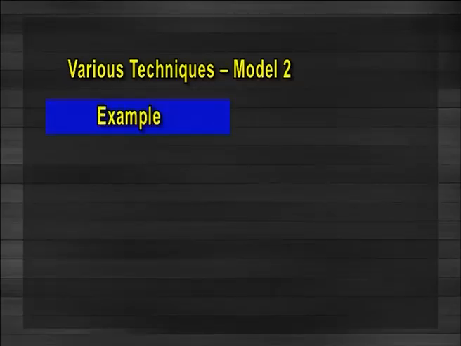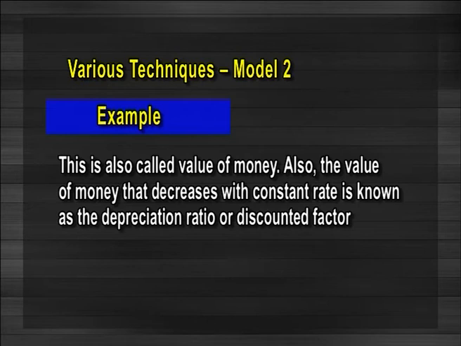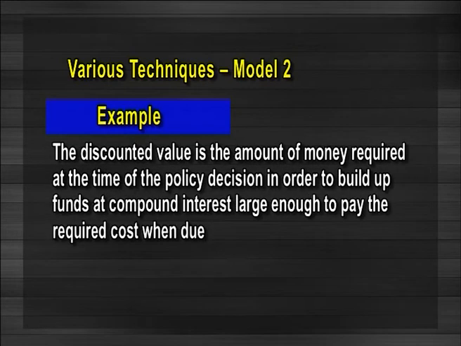For example, if the interest rate on rupees 100 is 10% per year, then the value of rupees 100 to be spent after 1 year will be rupees 110. This is also called value of money. Also, the value of money that decreases with constant rate is known as the depreciation ratio or discounted factor. The discounted value is the amount of money required at the time of the policy decision in order to build up funds at compound interest large enough to pay the required cost when due.